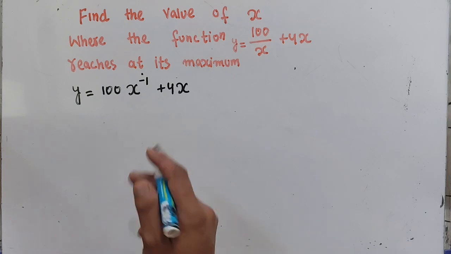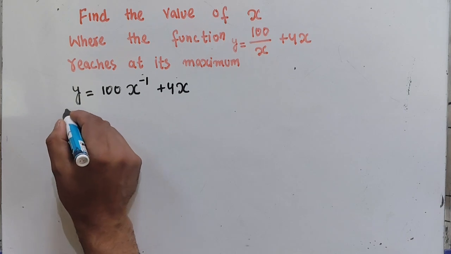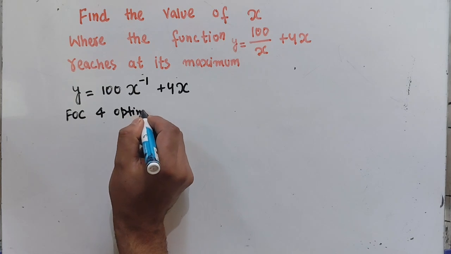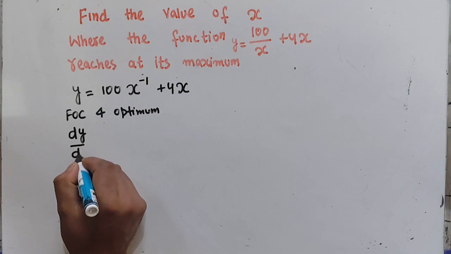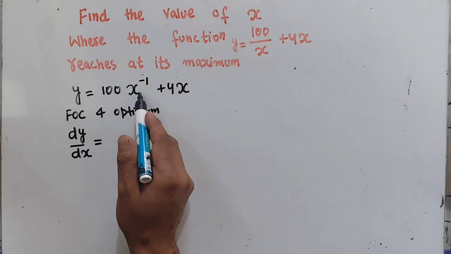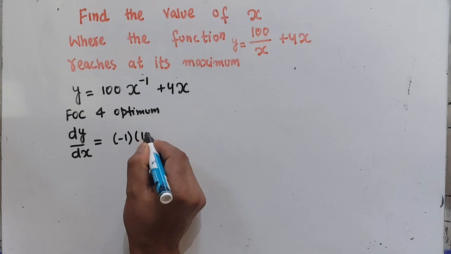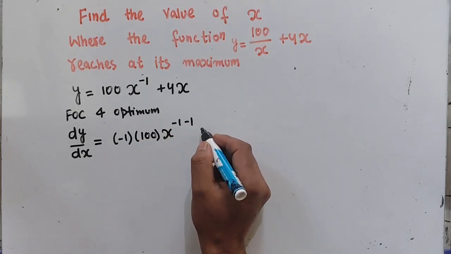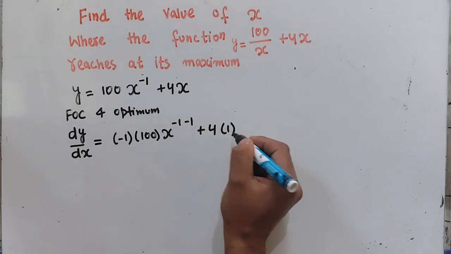First, we need to find the first derivative of this function and set that equal to 0. So the first order condition for optimum is that the slope, that is dy upon dx, should be equal to 0. So let us take the derivative with respect to x. The exponent of x becomes the coefficient, so we have -1 times 100 times x raised to the power of the exponent subtracted by 1, by the power function rule, plus 4, the derivative of x is 1.